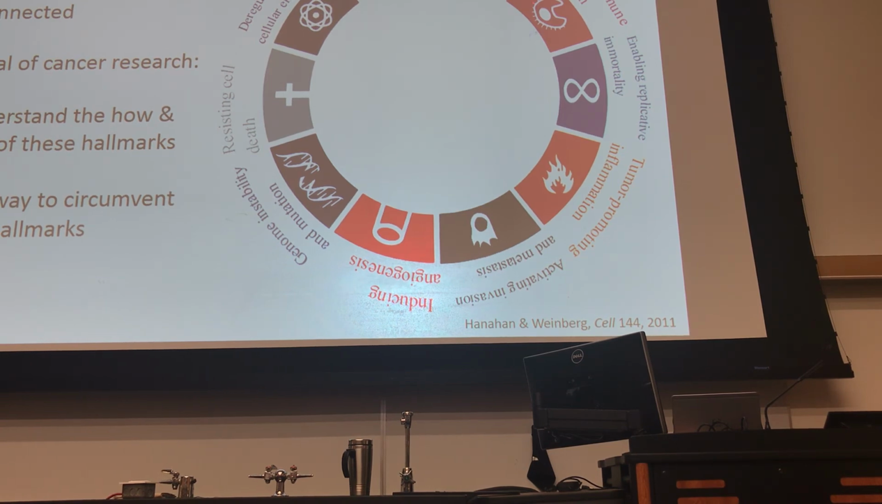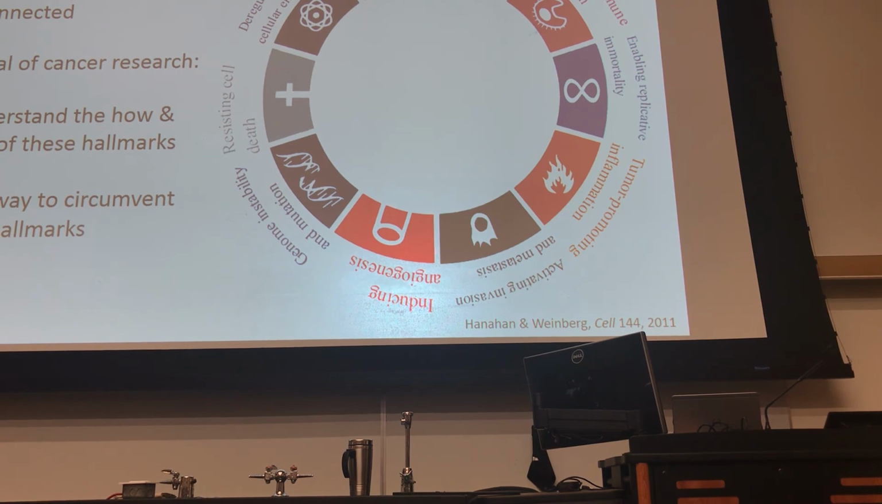Tumor promoting inflammation, which has to do with avoiding immune destruction. These immune cells bring inflammatory cytokines into the tumor microenvironment, and technically these inflammatory cytokines should kill the cells. Cancer cells don't care. They actually use these inflammatory cytokines to grow and proliferate and survive. This one is activating invasion and metastasis. This goes back to that EMT, where the cells go from being epithelial to mesenchymal-like, and so now they can move and breach the basement membrane and move to other sites.